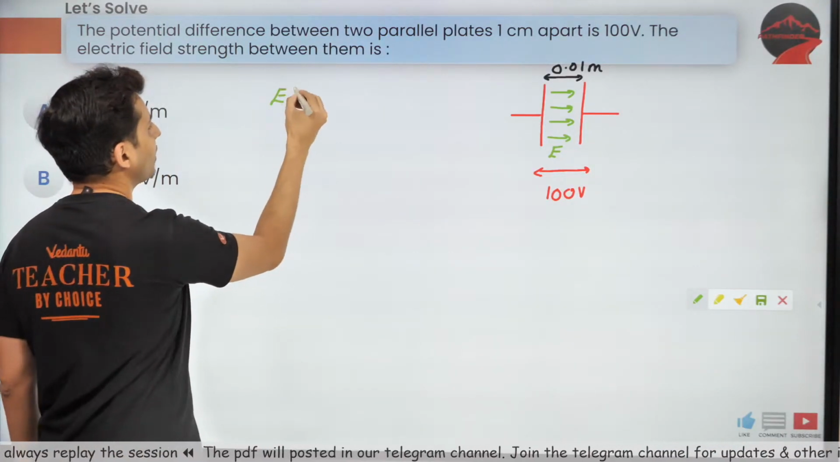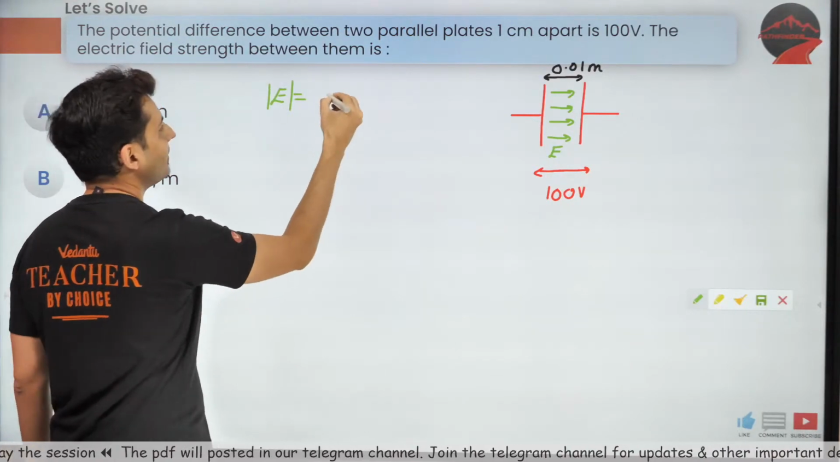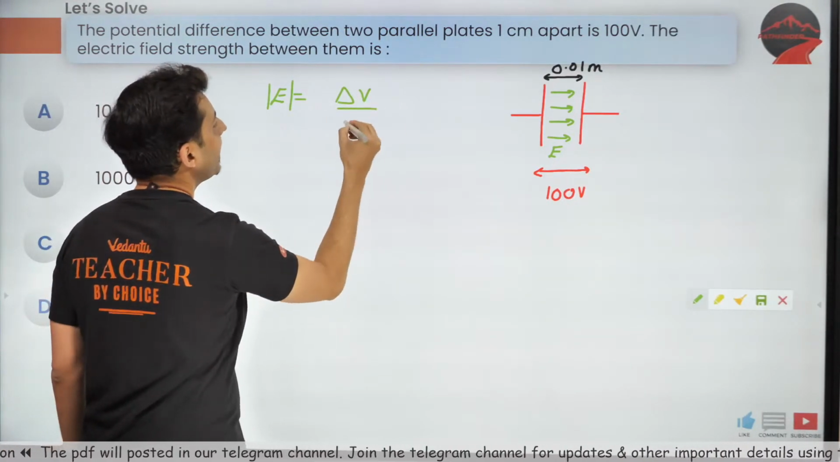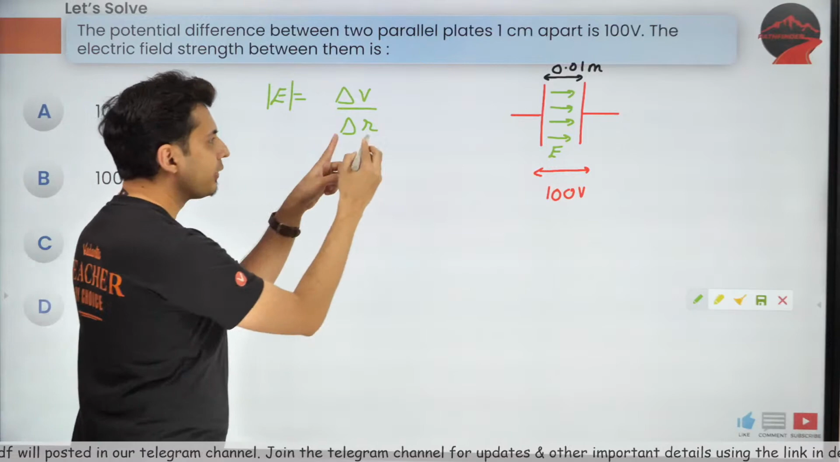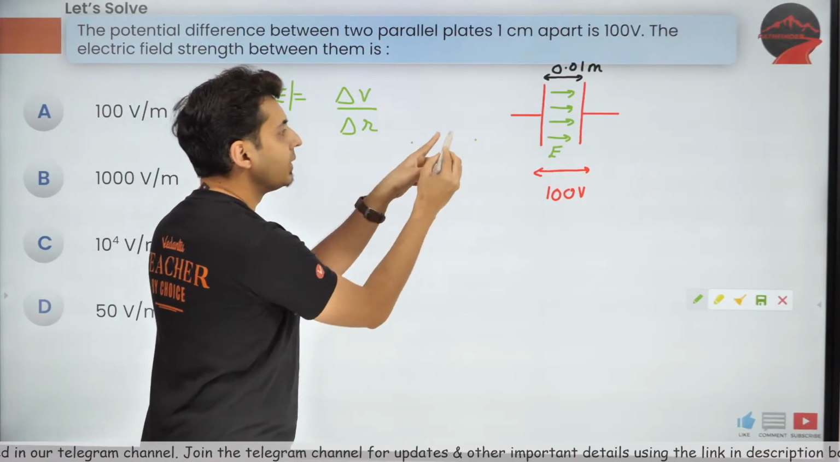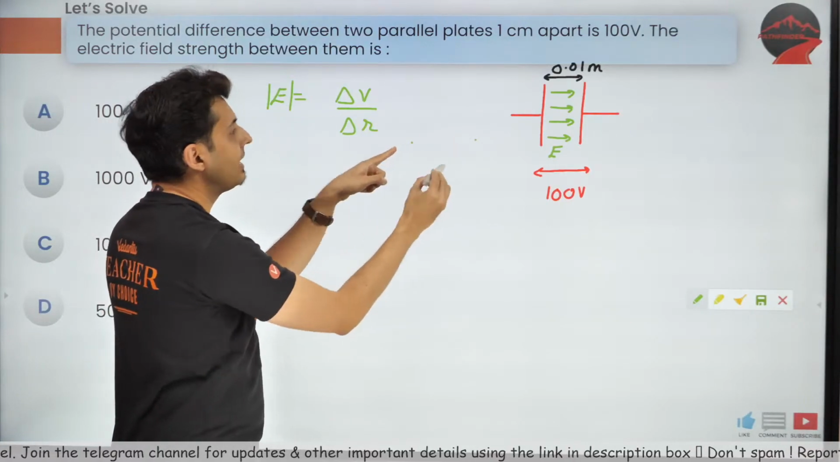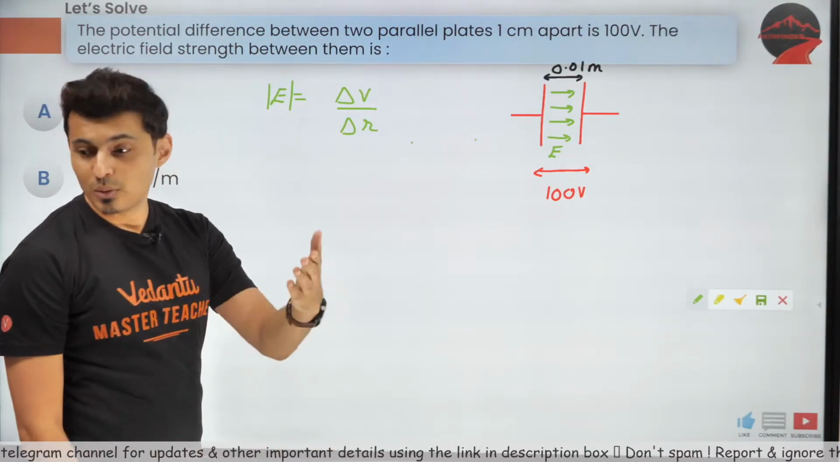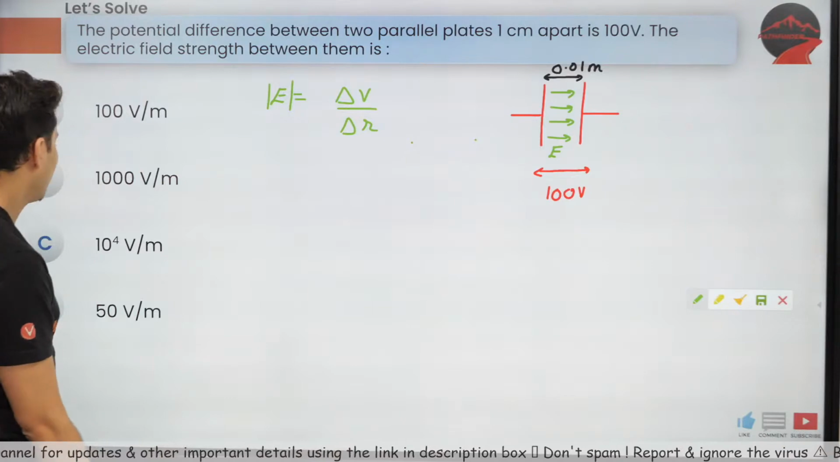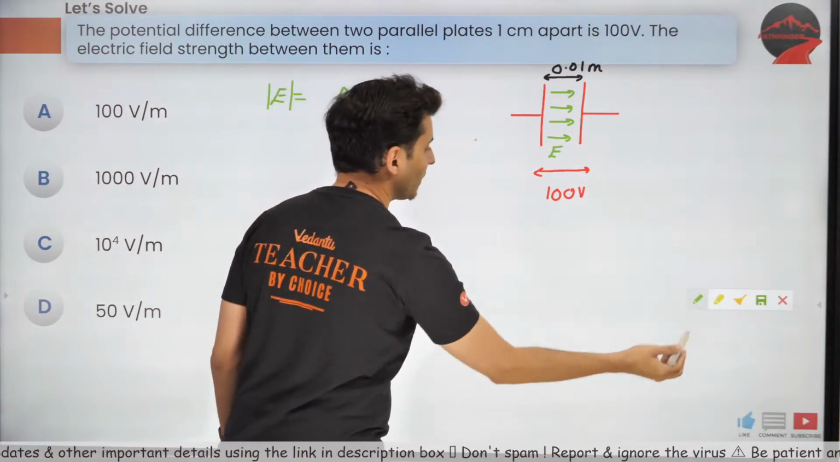What is the field formula? The formula for electric field is del V by del R. If you go from one point to another point, and the voltage changes, then the electric field between them is given by del V by del R. If you know this formula, now you will get it. Hariharan is saying C. Let's see whether it is correct or not.